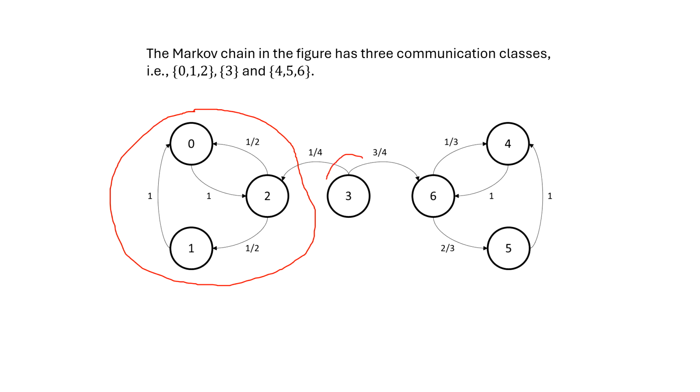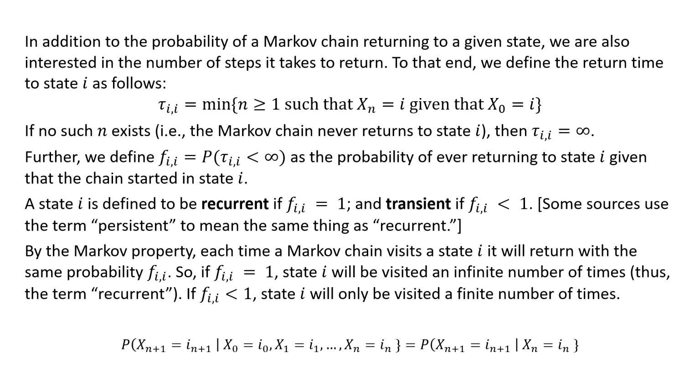You notice the only way you get into 3 is if you initially start there, and then the next transition you're going to leave for sure. And then you have something similar on the right. You can go from 5 to 4, to 6, to 5, and you can also oscillate between 6 and 4, but you can't get back out. So this is another communication class. Okay, so this is a Markov chain with 3 communication classes.